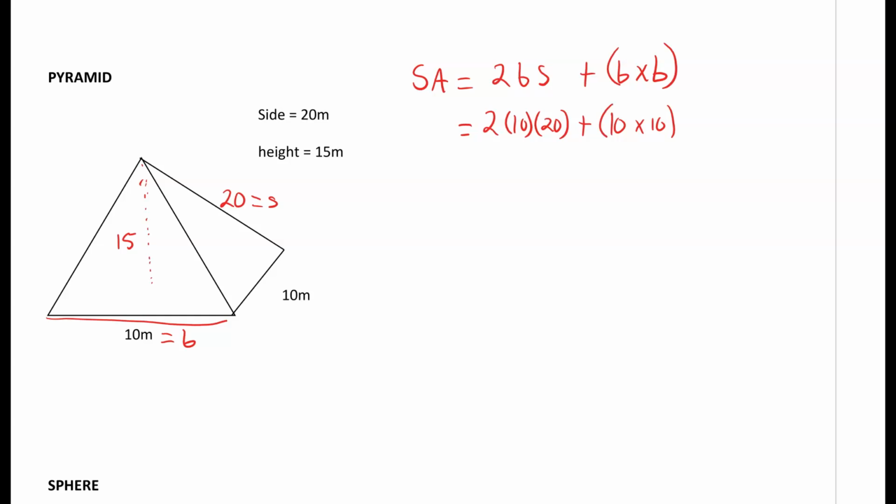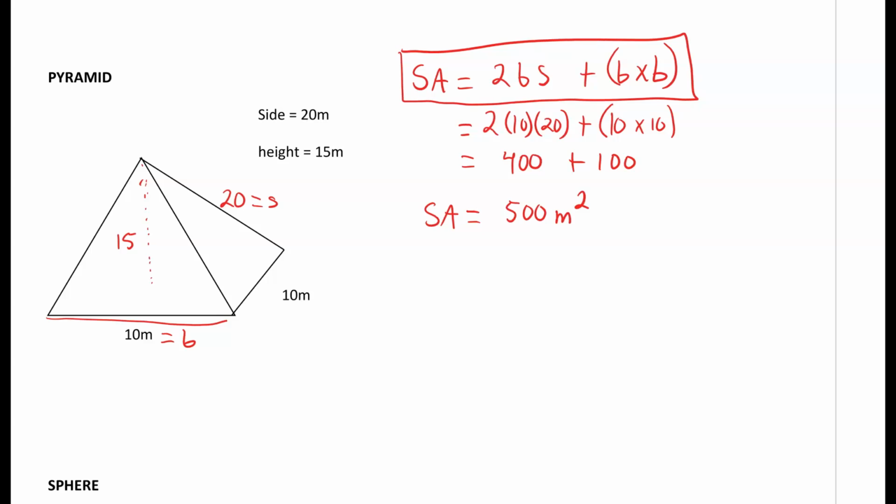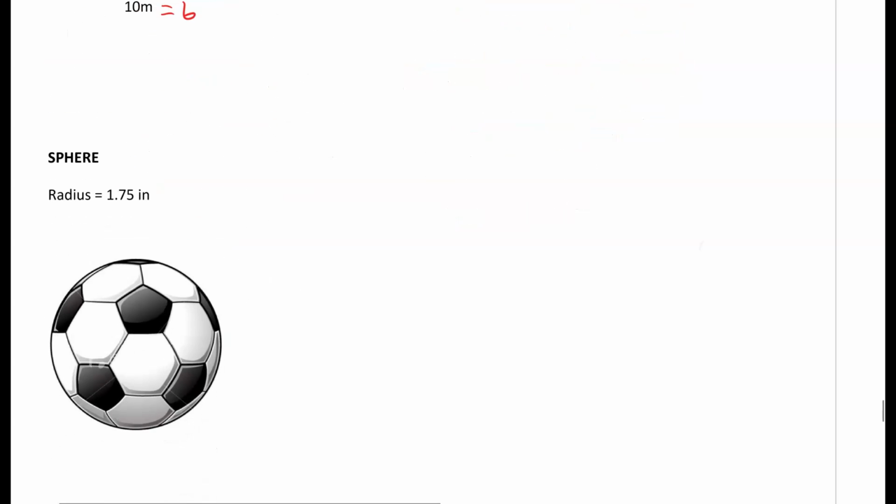So I'm going to start off with our first portion there, which we have 2 times 10 times 20, which equals 400, plus 10 times 10, which equals 100. So our surface area of this pyramid is going to be 400 plus 100, which is 500. And we want to look over at our units, which is meters, and we're going to have meters squared. This is, again, going to be your formula that you will be given on any assessment, but this is your formula to understand how to input the information properly.